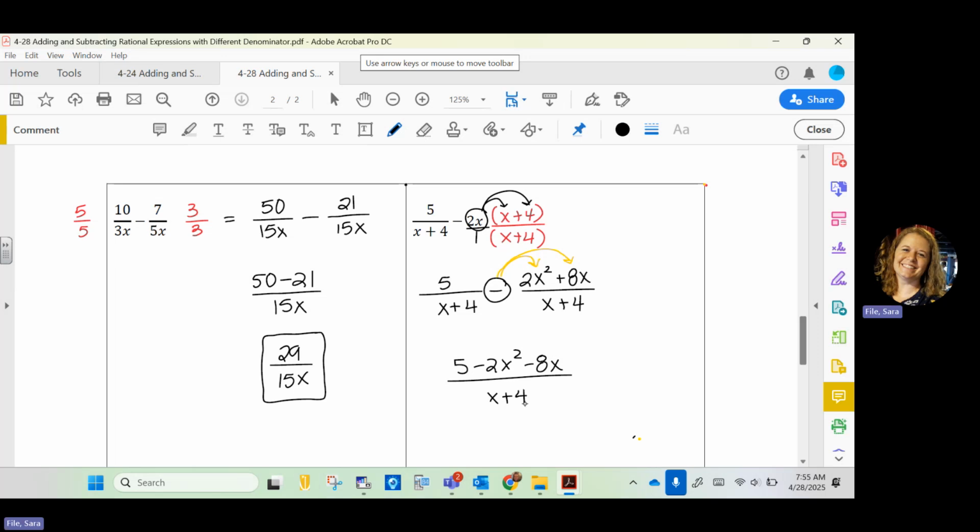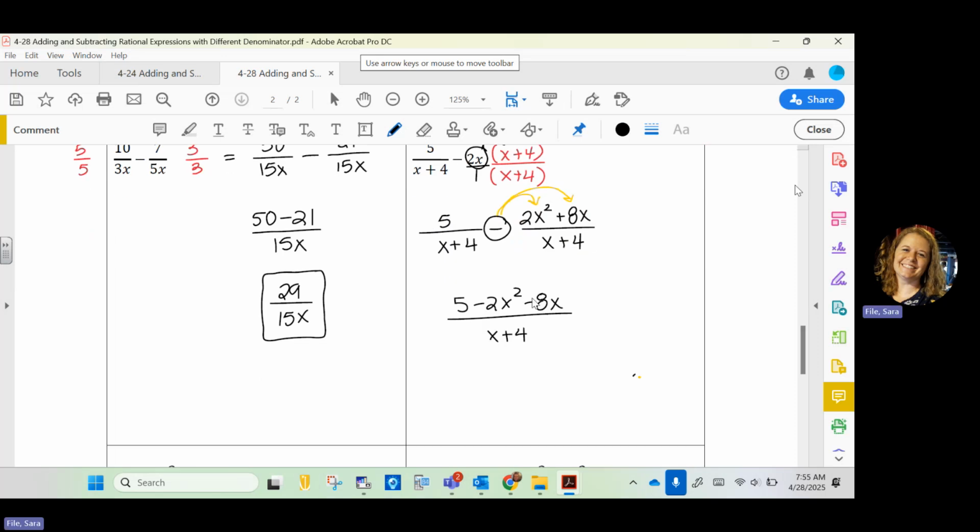Now I am simply going to rewrite this numerator because it's a quadratic trinomial. You have an x squared, an x, and a constant, but it's not in standard form. So if I rewrite this in standard form, I would write the negative 2x squared first, minus 8x, and then plus 5. I didn't change anything, I just rearranged it.